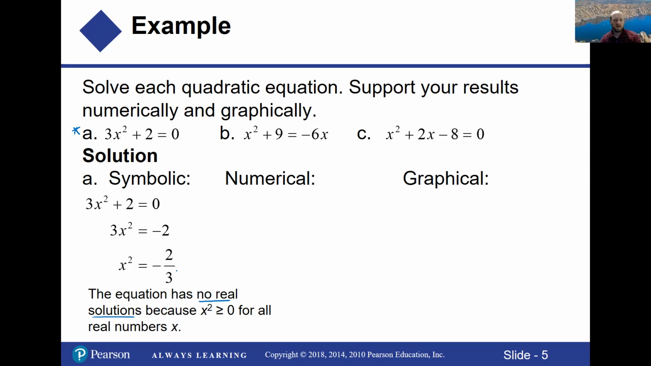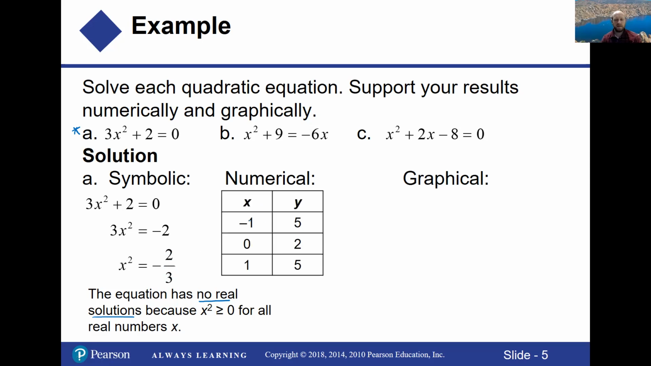Now, numerically, what I mean by numeric is we would make a table. You can make a table that looks something like this. Pick your x values. Again, you can choose whatever you want, and then substitute those x's in for x, and then you would get an output of y. So instead of 3x squared plus 2 equals 0, you'd have 3x squared plus 2 equals y, and then you're getting outputs for y.